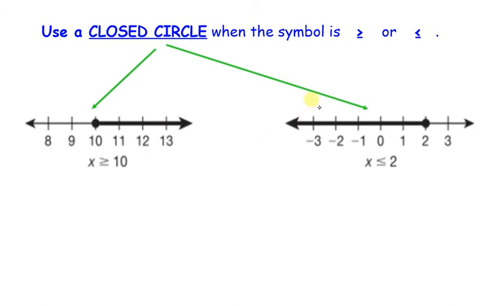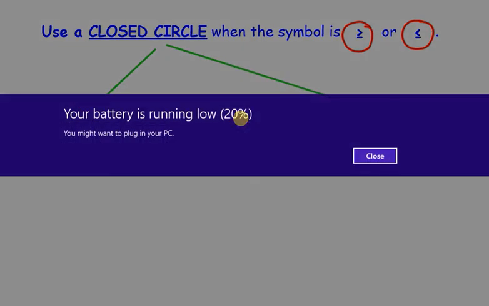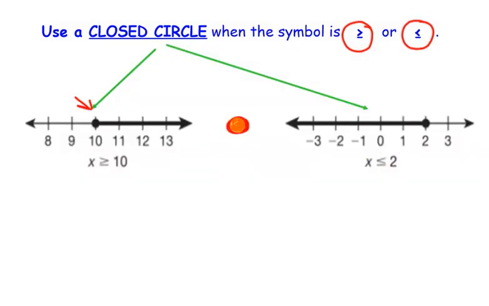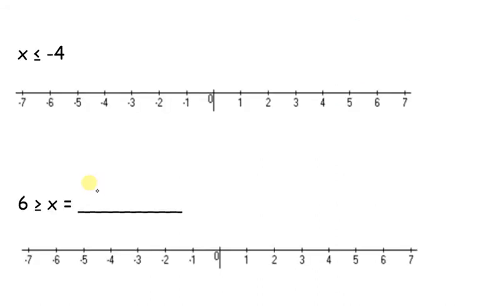Now, when you have a greater than sign with a bar under it, or a less than sign with a bar under it, you need to have a closed circle. And a closed circle is one that is all the way colored in. Oops, all the way colored in. So here's another closed circle right there. So let's practice a couple of those.